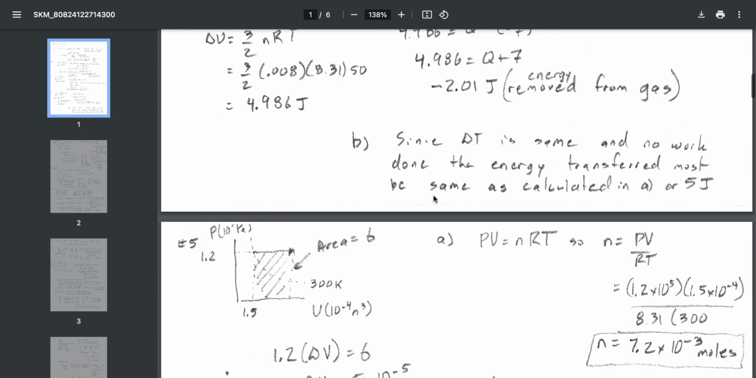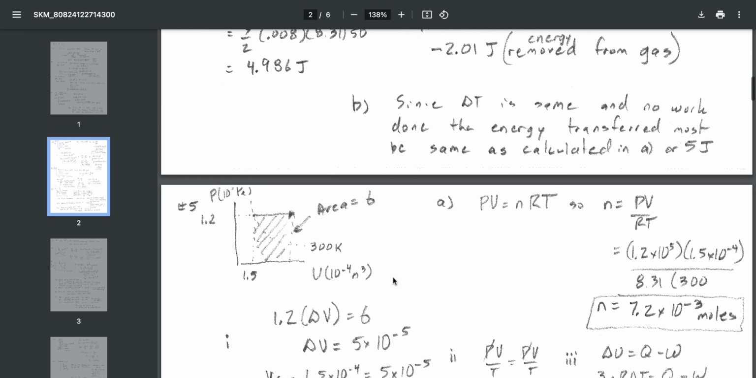All right, number 5. A monatomic ideal gas expands at a constant pressure of 1.2 times 10 to the 5th pascals. The initial temperature of the gas is 300 Kelvin, and the initial volume is 1.5 times 10 to the negative 4. So I tried to draw a little diagram for these. I got my axes labeled: 10 to the 5th pascals, 10 to the negative 4th meters cubed. And they told me the area was 6. We actually solved this one, or students solved this one in class, I forget who. But calculate the number of moles of the gas.